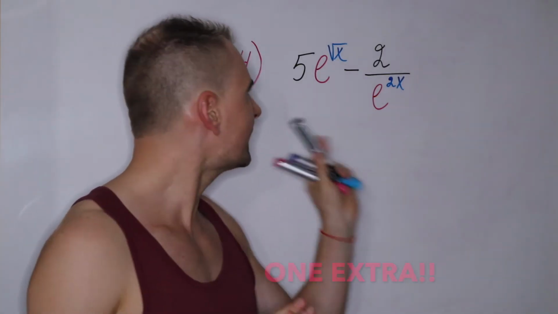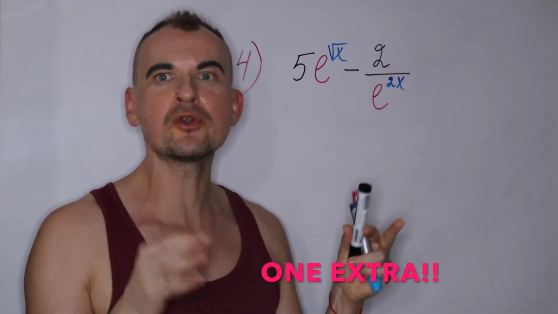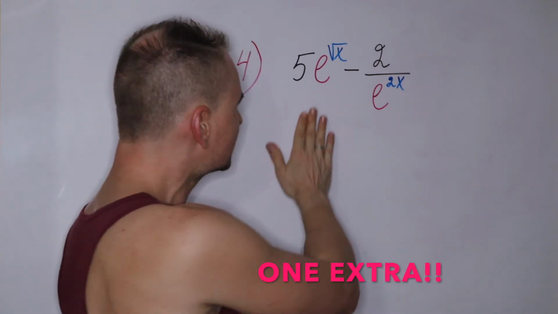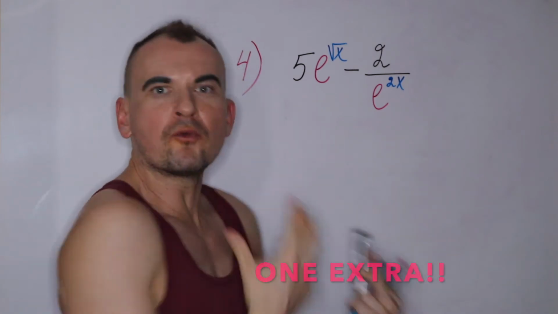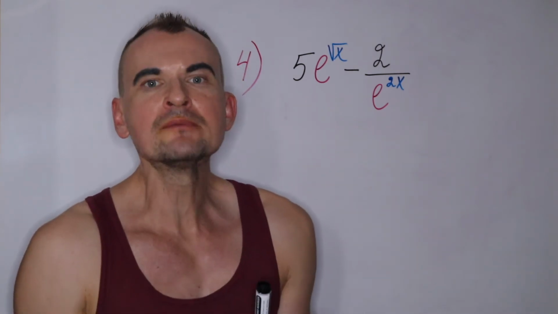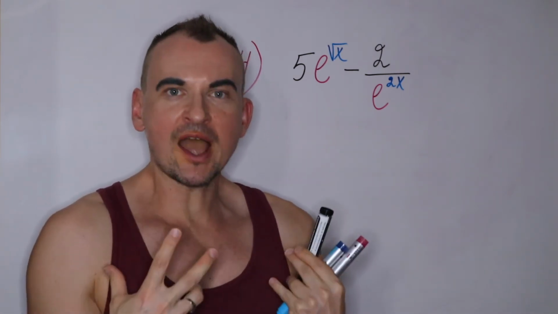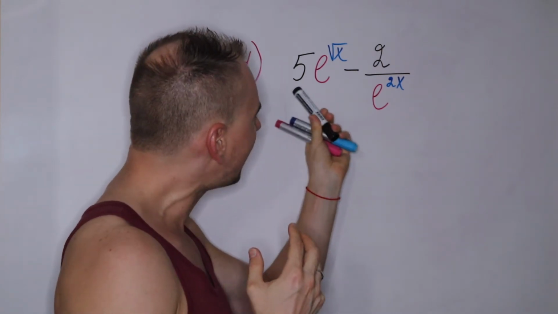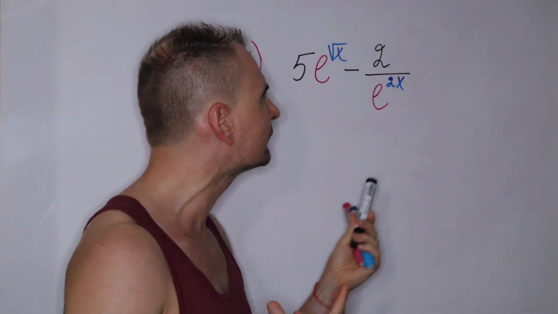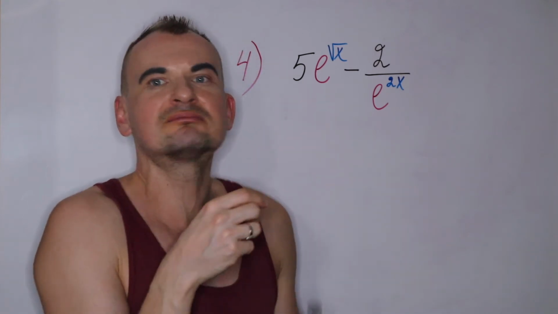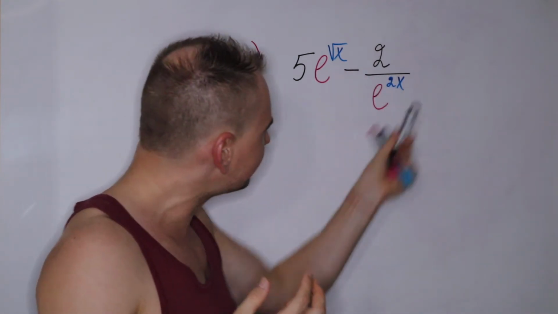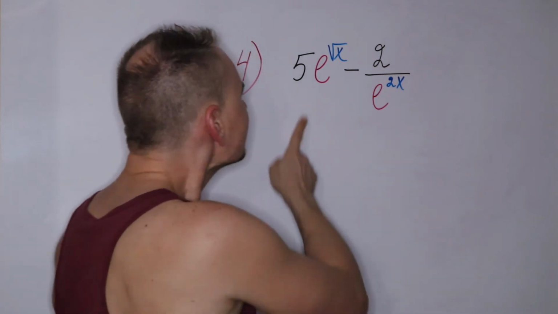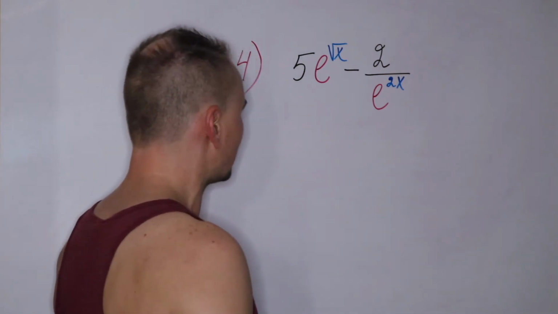Now let's have a look at the first one. As I mentioned before, you are given 2 chunks. You are given 2 terms, 2 functions, if you will. And the way you would find the derivative, you want to take the derivative of the first chunk, namely 5 times e to the square root of x, subtract, take away, minus the derivative of the second one. So let's start off with the first one.